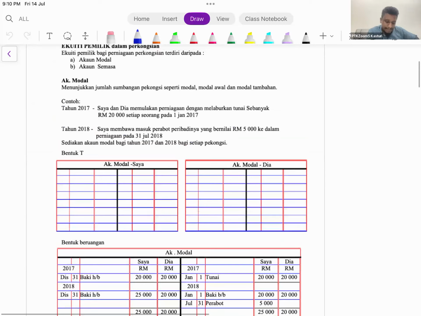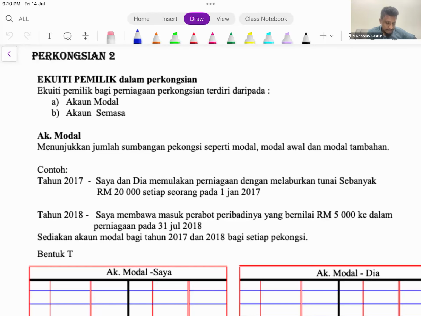Okay, ikuti pemilik dalam perkongsian ada dua. Satu adalah akaun modal, lagi satu adalah akaun semasa. Akaun modal adalah untuk menunjukkan sumbangan pemilik ataupun sumbangan perkongsi seperti modal, modal awal dan modal tambahan. These three things only, modal, modal awal dan modal tambahan, we record in the account modal.